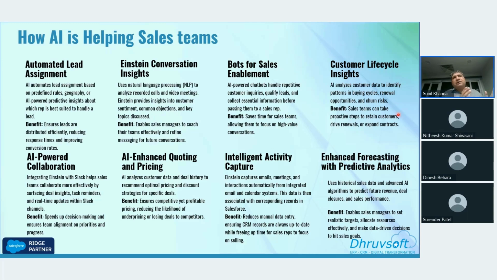As you know, a customer, over a period of time when they are working with your organization, has a particular pattern of buying. This pattern cannot be easily identified by your salespersons, but with the help of AI, we can identify this kind of pattern. We can look at renewal, cross sell or upsell opportunities. We can also look at the churn risks if they are there, with the help of the customer lifecycle insights that can be generated from AI. We can also use AI in the sales scenario for collaboration.